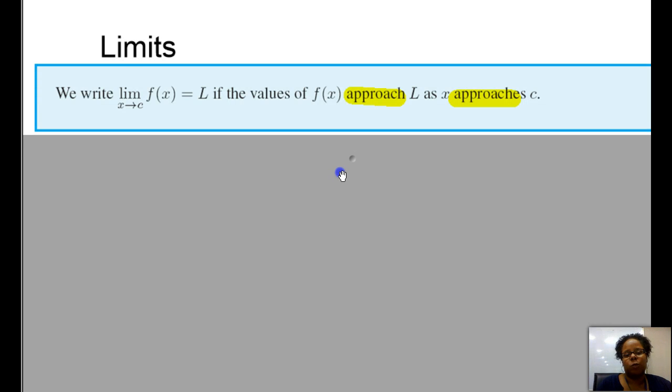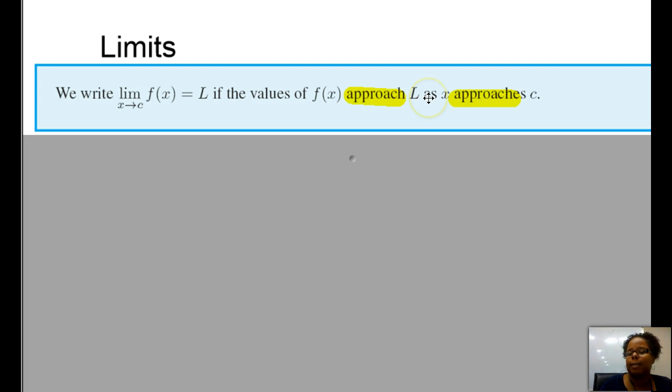So let's talk about limits. Today we already know enough about limits because you used them in pre-calculus. The definition for a limit as x approaches some c value of f of x is going to be equal to some value L if the values of f of x approach L as x approaches c. And that's been a sufficient definition for pre-calculus.